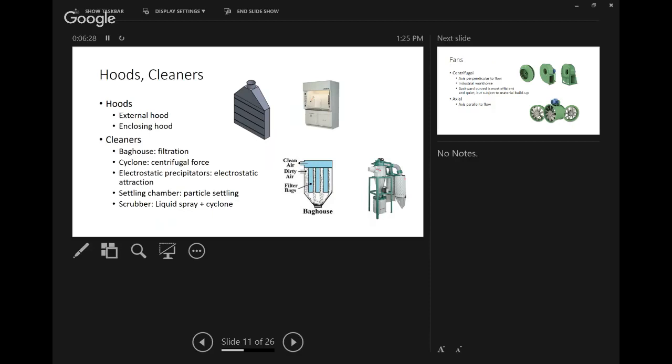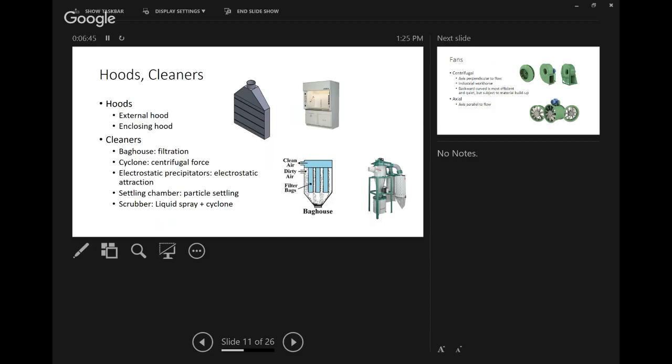So, different types of hoods. This is common for welding, and not just welding, for other types of contaminants. This would be an external hood, so it's not enclosing the process.